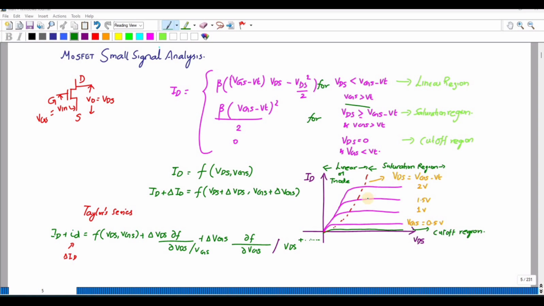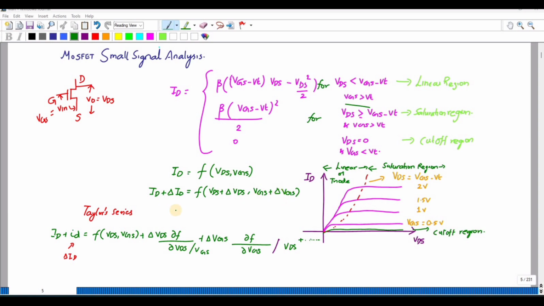You know that this is your saturation region, and this is your linear region, and below this green line you have the cutoff region. This will vary with respect to VGS. Let me assume that there is a small variation in your ID, which I can write as del ID. It is due to the change in VDS and a small change in VGS.